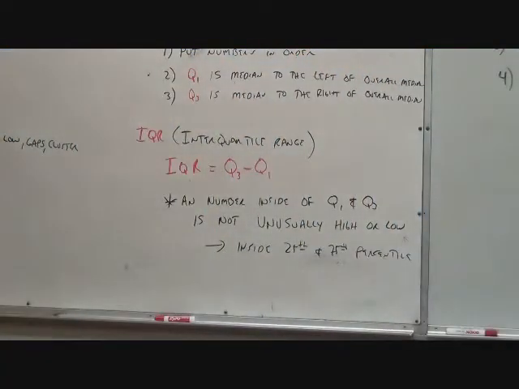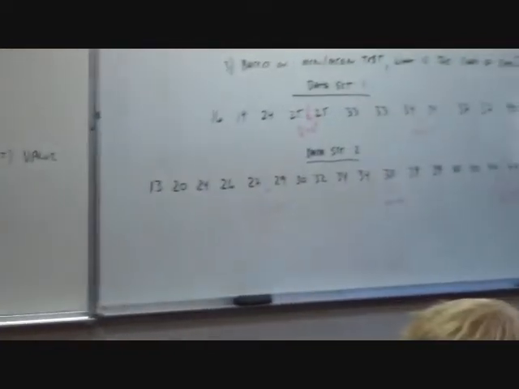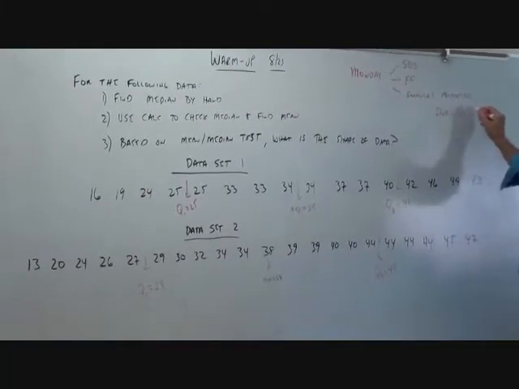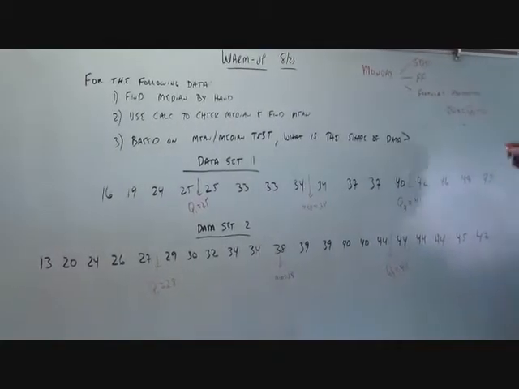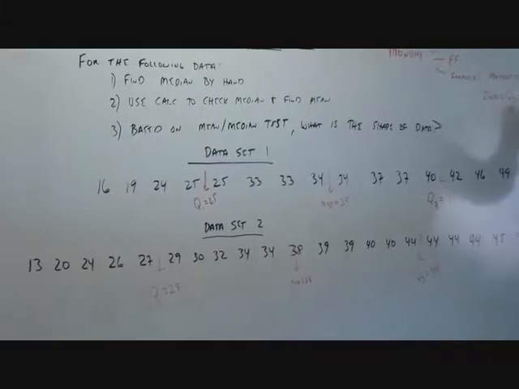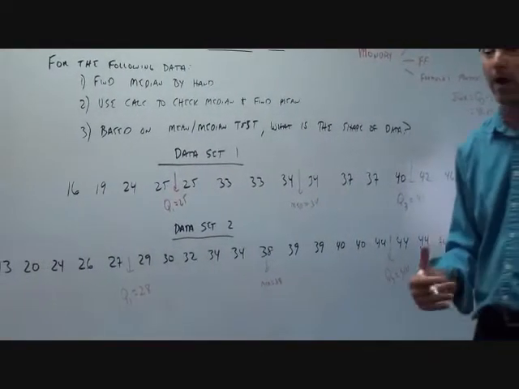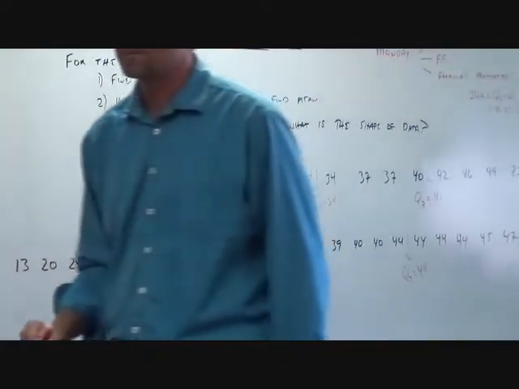So let's go calculate the IQR for Bonds. Now, I got a formula, so we write it down. IQR is Q3 minus Q1. We plug in the numbers: 41 minus 25. So the IQR, or interquartile range, for Barry Bonds was 16 homers.